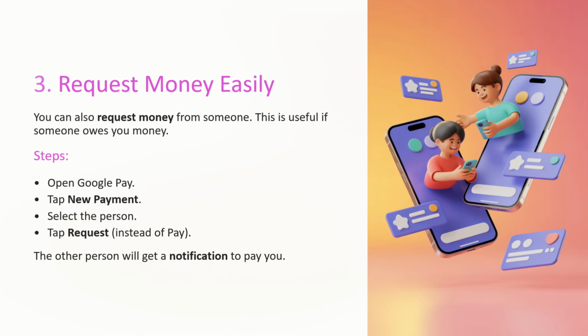Third one is you can request money easily. You can also request money from someone. This is useful if someone owes you money. For that, you have to open Google Pay, tap New Payment, select the person, and tap on Request instead of Pay. The other person will get a notification to pay you.